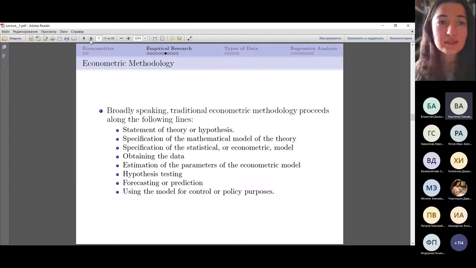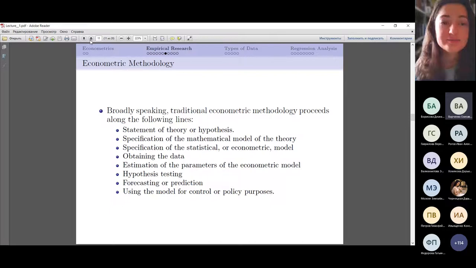And when we want to understand the relationship in the language of maths, we can express our ideas about the relationship between variables using the mathematical concept of a function. For example, let's say that we have consumption and we have income. And we can write that the level of consumption is some function of income according to the theory.